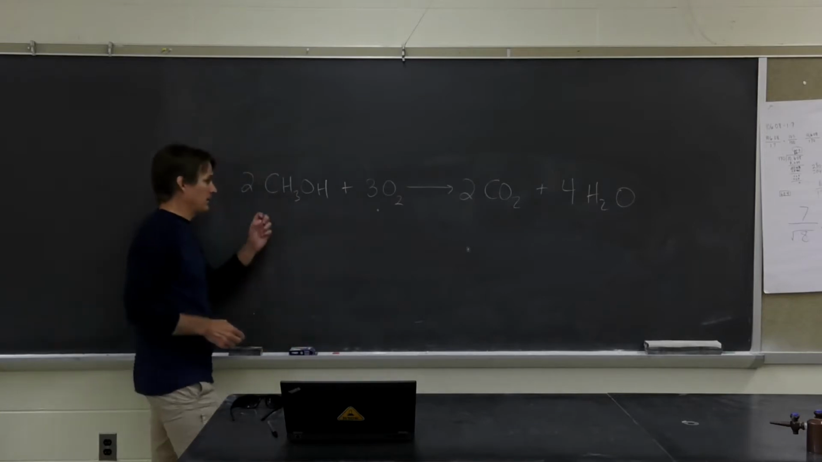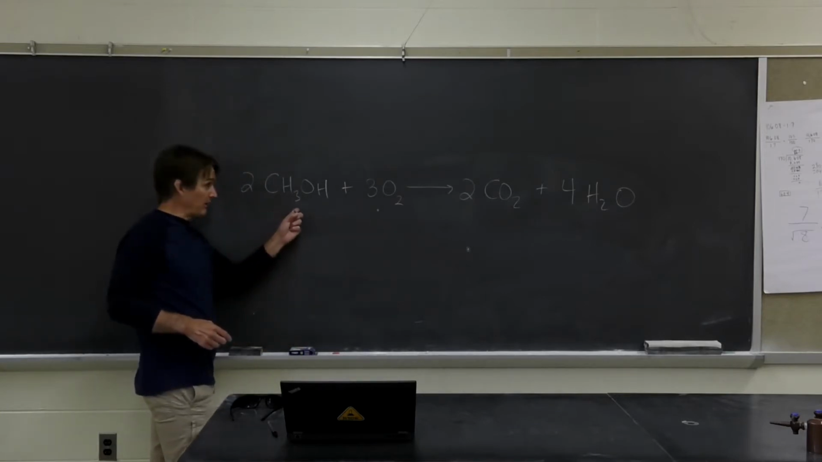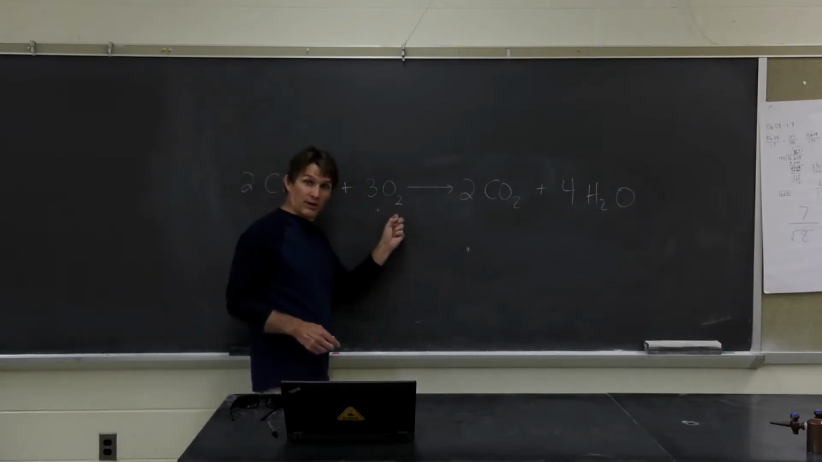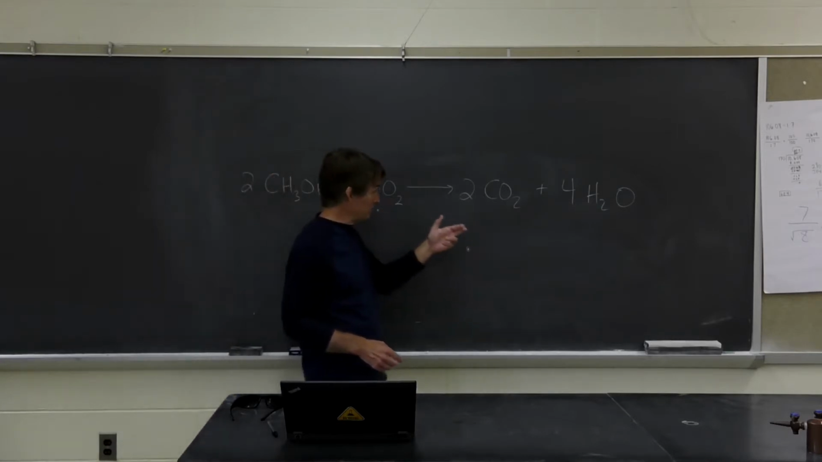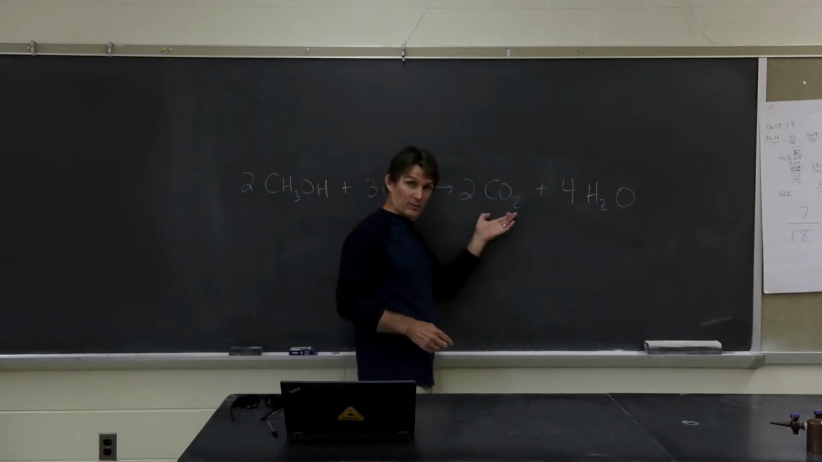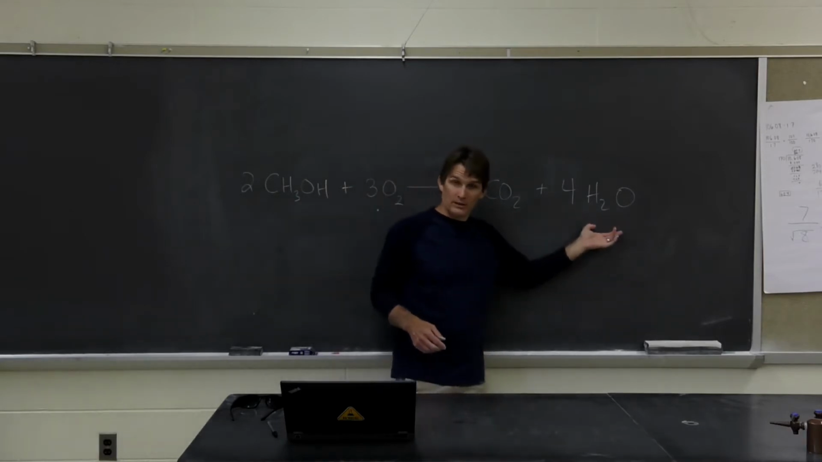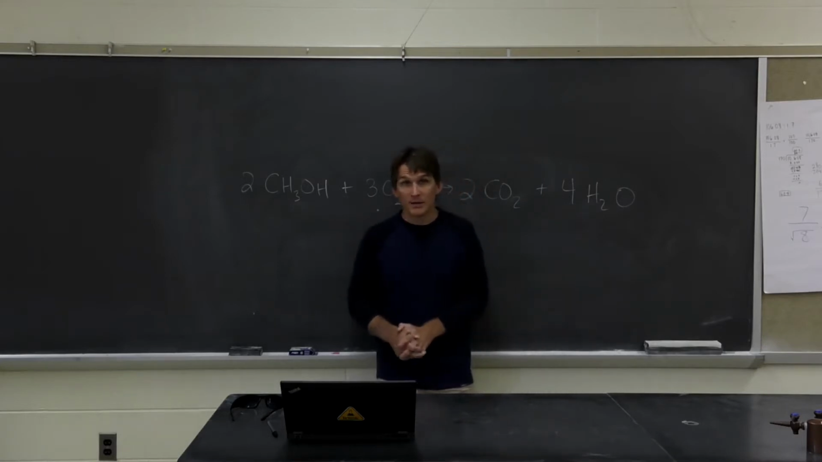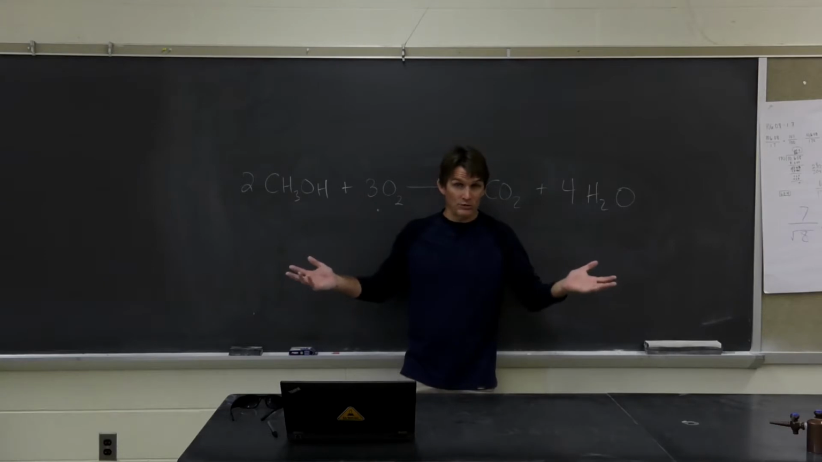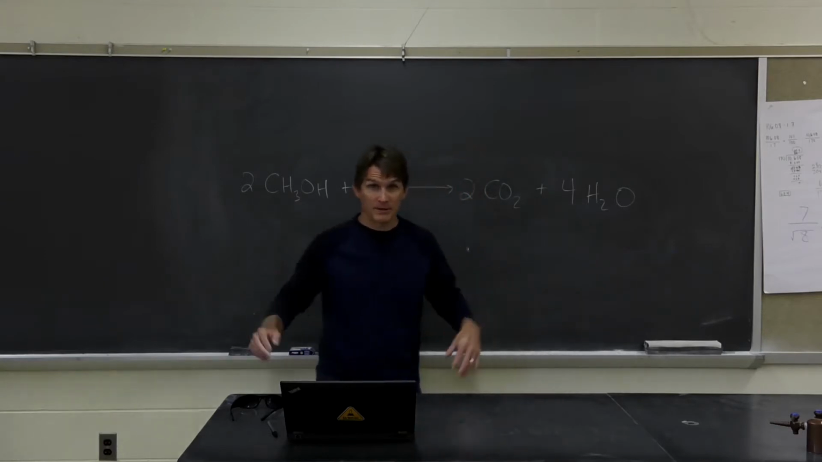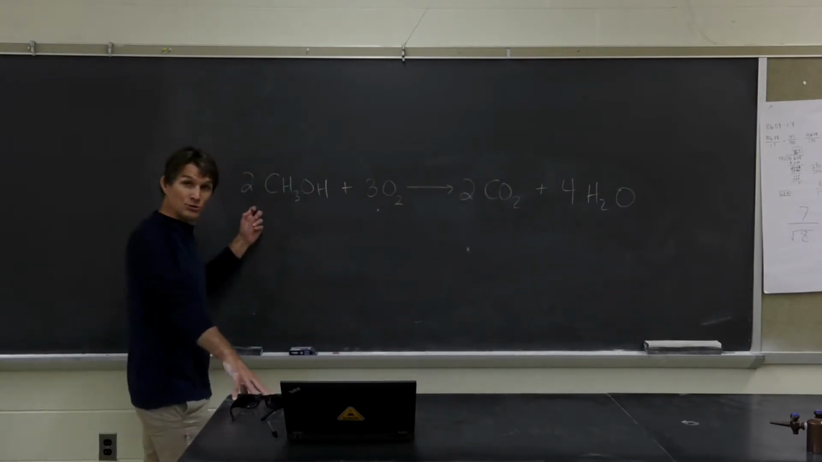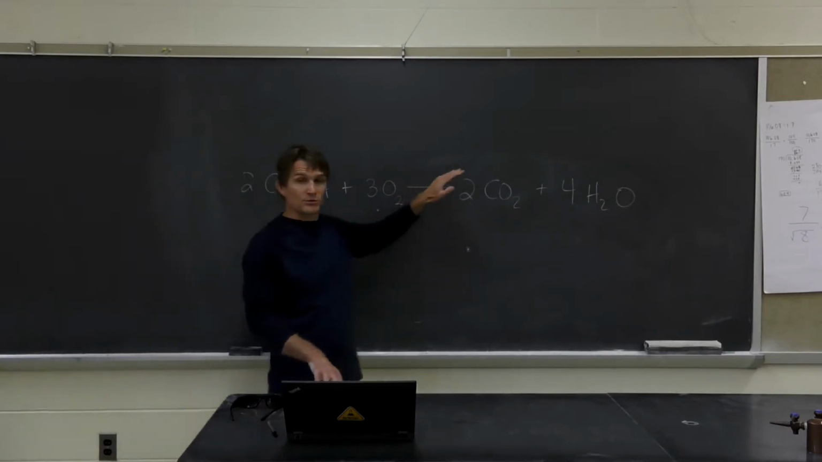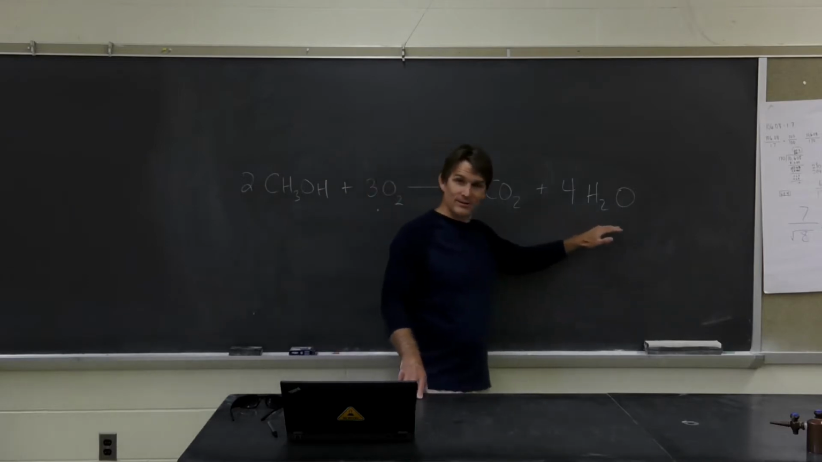I can say, okay, 2 molecules of methanol react with 3 molecules of oxygen, and they produce 2 molecules of carbon dioxide and 4 molecules of water. Notice I'm talking about the numbers of things that react. I can also talk about moles, because a mole's a number. The chemist does. So I could say 2 moles of methanol react with 3 moles of oxygen to produce 2 moles of carbon dioxide and 4 moles of water.